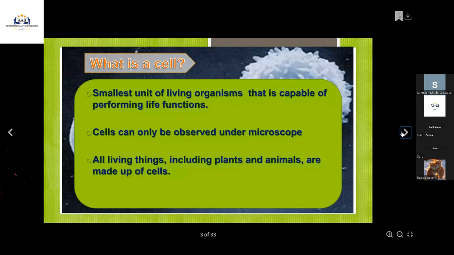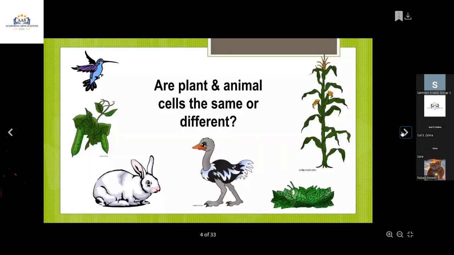Also, you cannot observe the cell by your own eyes. You have to observe it under the microscope because it is very small. And all living organisms, whether it is a plant, whether it is an animal, it is made up of a lot of cells. Now, there is a question for you all, that are plant and animal cells the same or different?